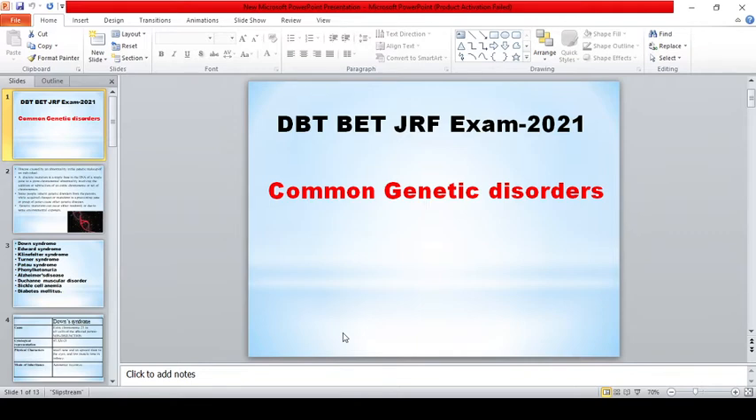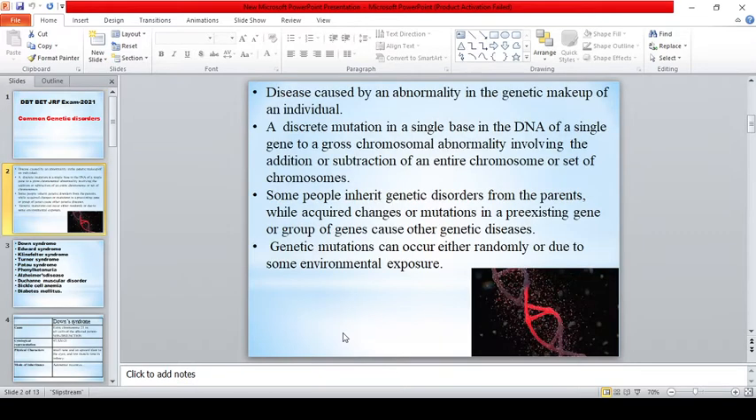Students, so I'm going to teach about common genetic disorders. Can we start? Actually, before going to that, we have to study some general basic definitions. First, we are going to see what a genetic disease is.